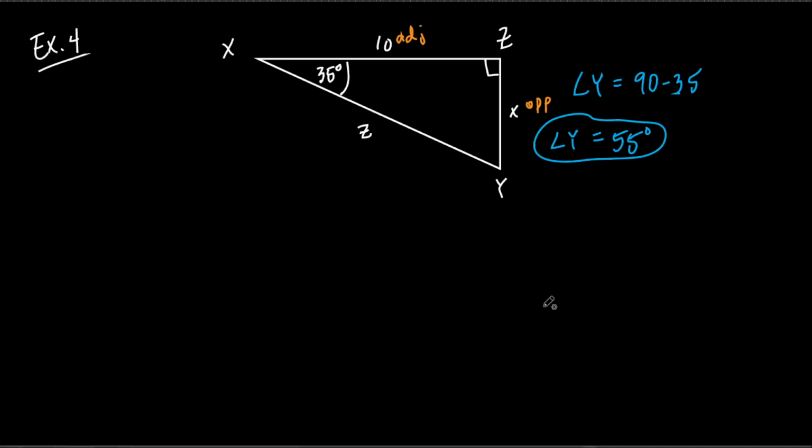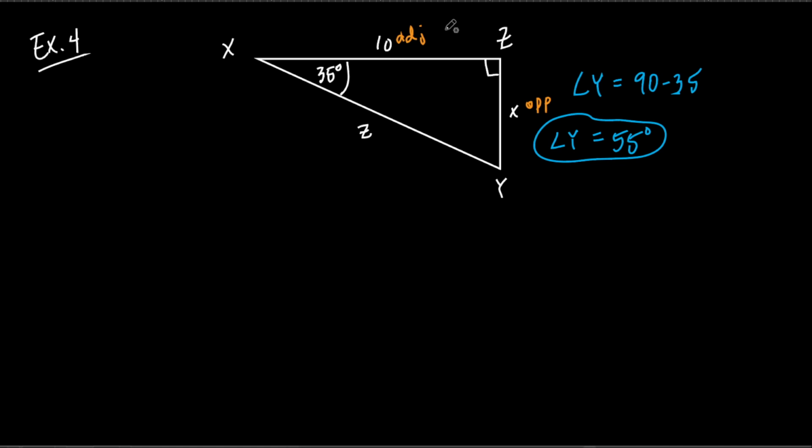Which one of my trig functions? I'm not even going to write it down this time. SOH CAH TOA. Which one of my trig functions uses opposite and adjacent? Is it SOH? No, that's got hypotenuse in it. Is it CAH, adjacent over hypotenuse? No, that's got a hypotenuse in it. So what is it then? It's tangent, because tangent is opposite over adjacent. So that's the one that I use.